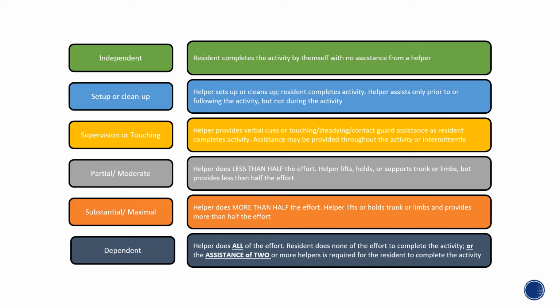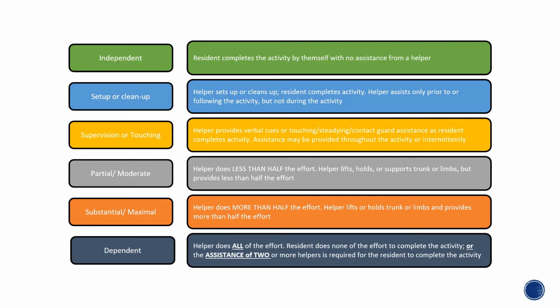Supervision or touching. This means the helper provides verbal cues, touching, steadying, or contact guard assistance as the resident completes the activity. This could be constant support or just now and then. For instance, a patient might only need verbal reminders to finish the activity safely. Partial moderate: a helper does less than half of the effort. This effort includes lifting, holding, or supporting the trunk or the limbs, but they provide less than half of the effort.